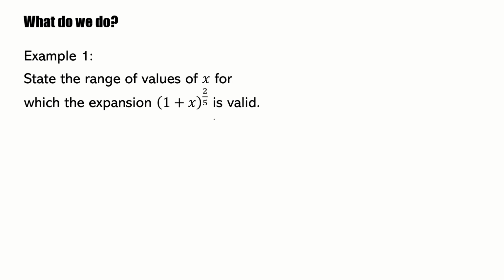To do this, all you have to do is look at your binomial expansion, specifically inside the brackets, and check that what's inside the brackets matches what's in the formula booklet, which is that the expansion formula is valid for 1 plus x to the power of n. If it is just that similar structure of 1 plus x, then you can just directly quote what the formula booklet says and say that it's valid for the modulus of x is less than 1. Alternatively, you could write this as minus 1 is less than x is less than 1. That, of course, means the same thing as modulus of x is less than 1.